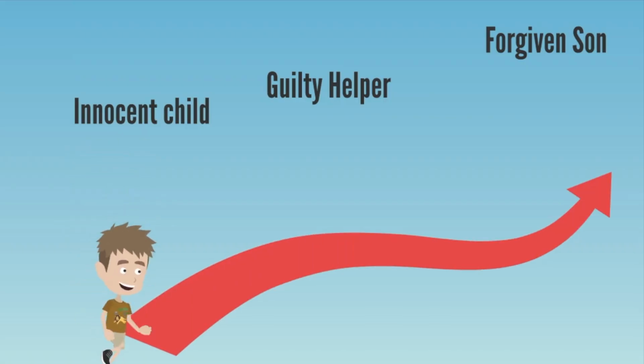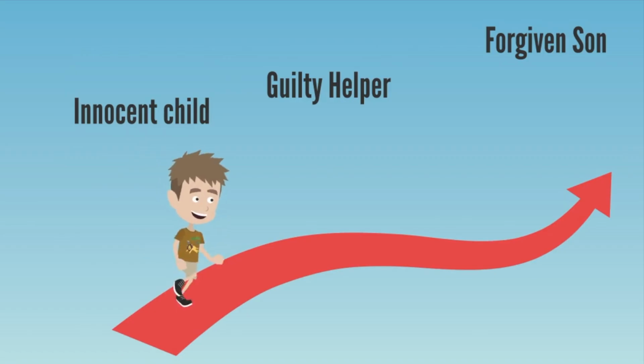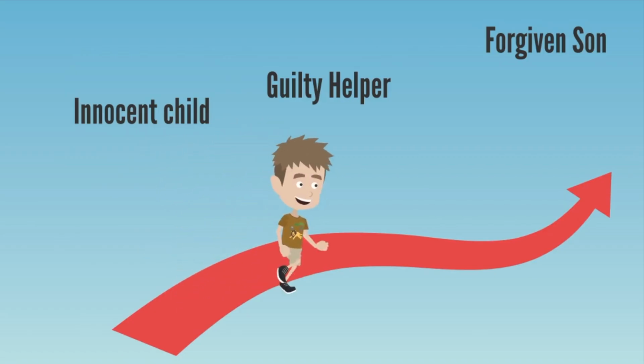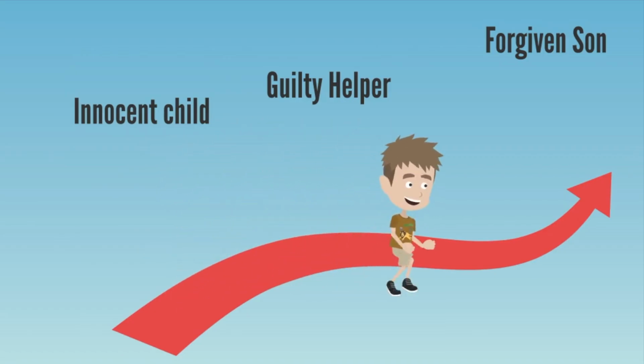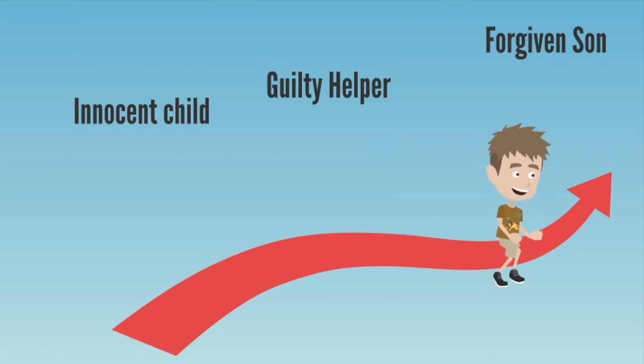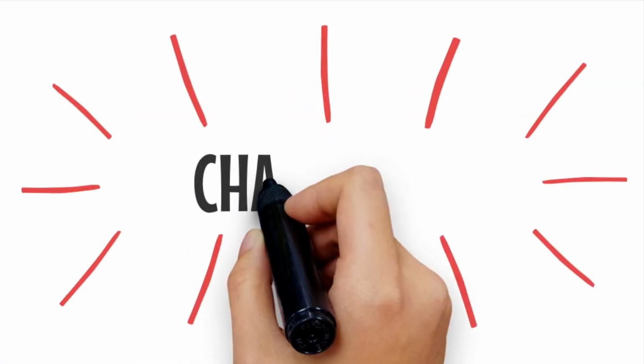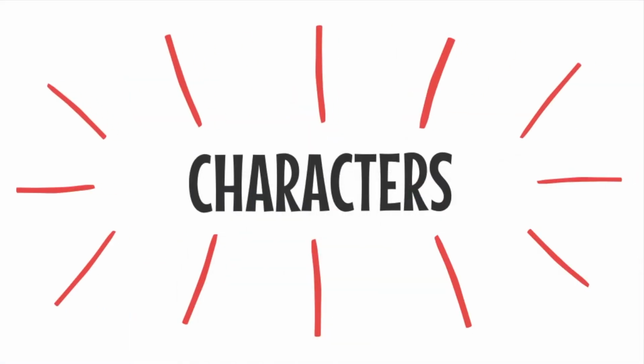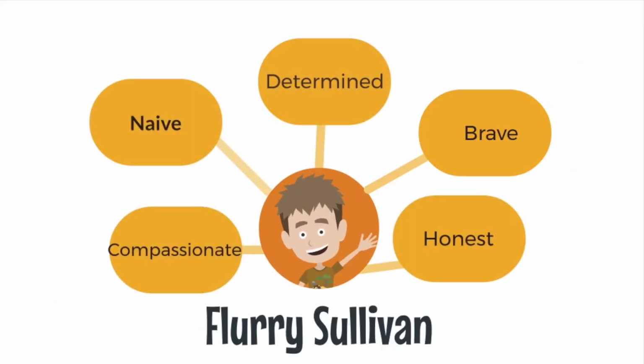So yeah, when you read the story, you realize that the setting isn't just a background. It's a mirror. Fleury's journey from innocent child to a guilty helper to a forgiven son. Now let's take a look at the characters of the story. Let's begin with Fleury Sullivan.